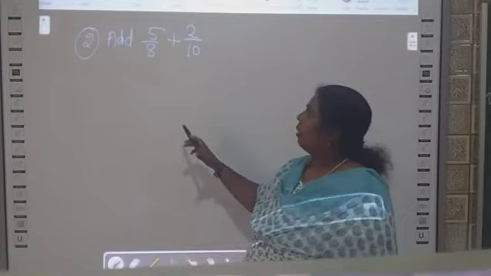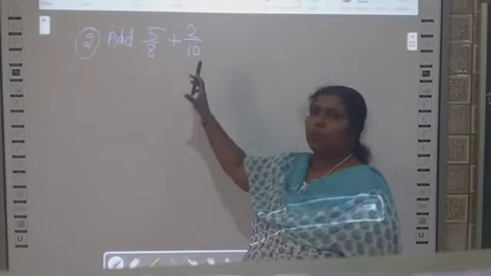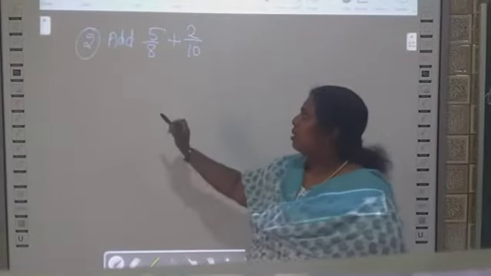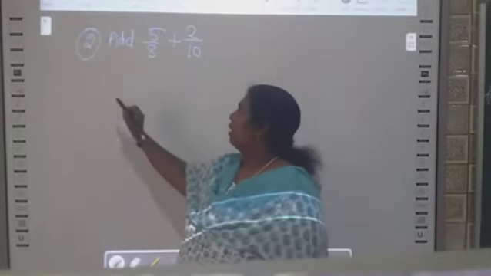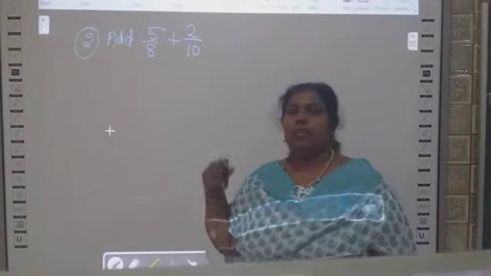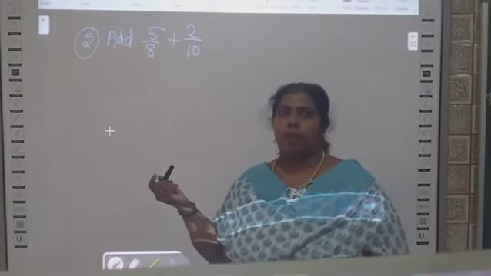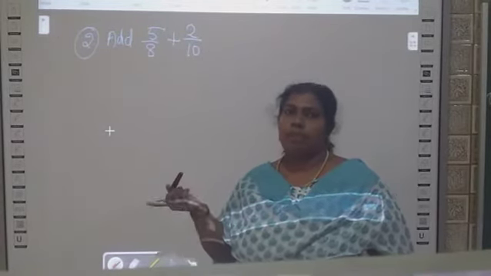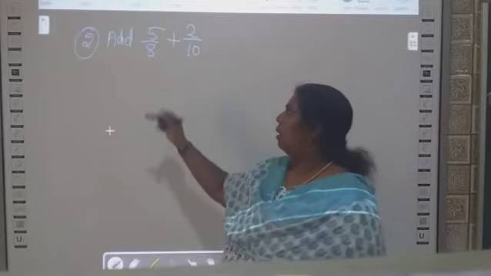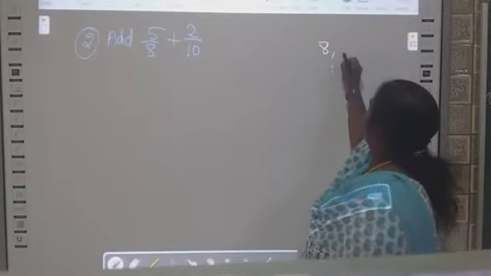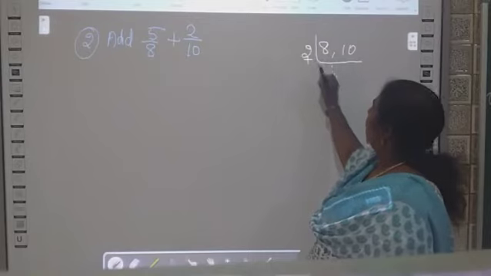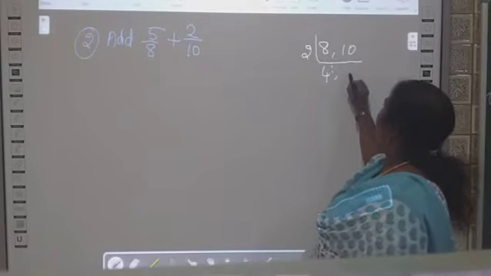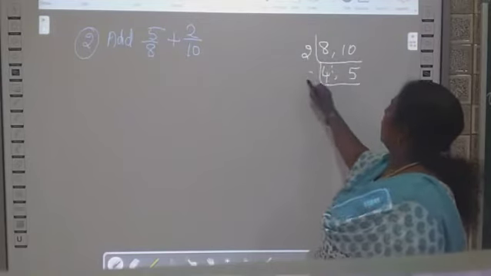See the second example. Add 5 by 8 plus 2 by 10. So first what do we want to find? We want to find the LCM, isn't it? We can use the short division method. Okay, you know how to find the LCM using short division. Right? How can we find it for 8 and 10? 8, 10. Short division method. First which table? Second table. How many times? 4 times. Here 5 times. Again second table.